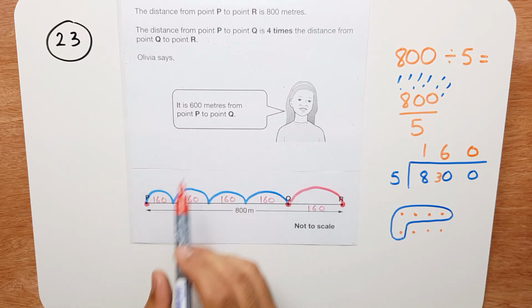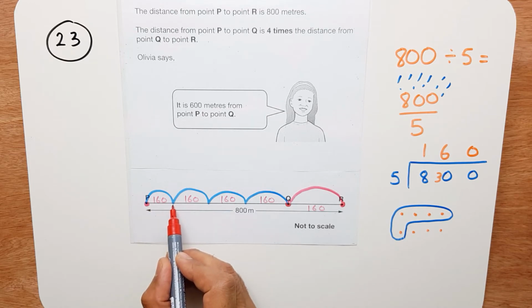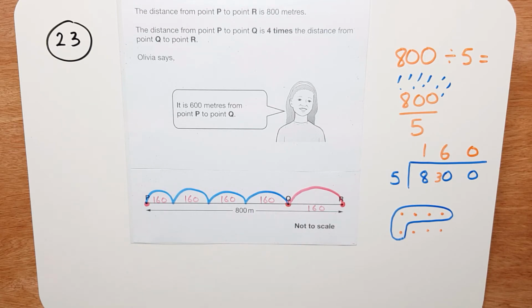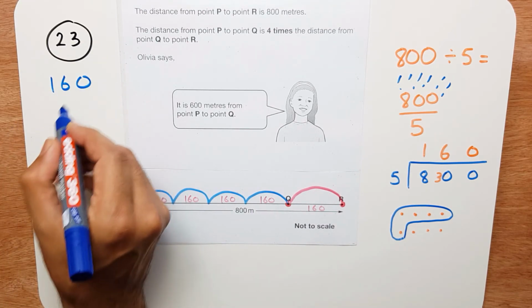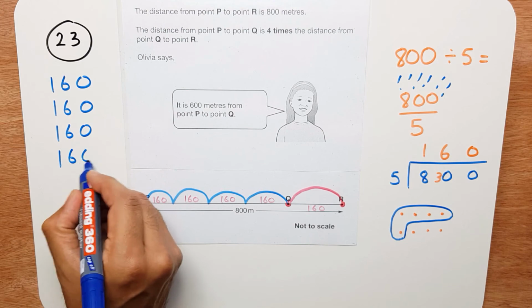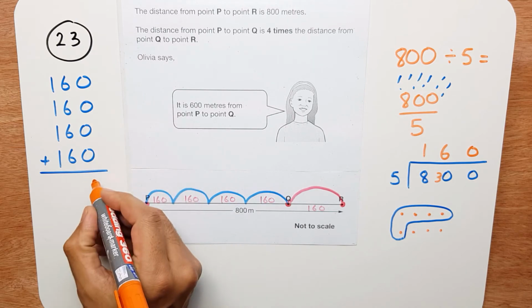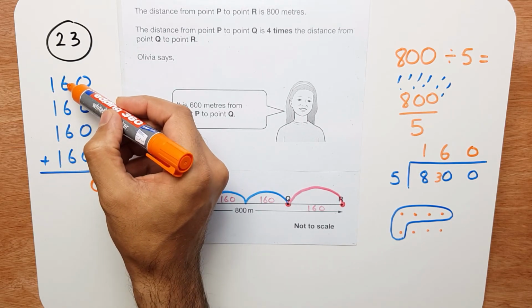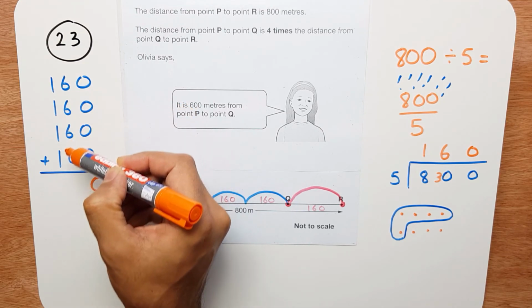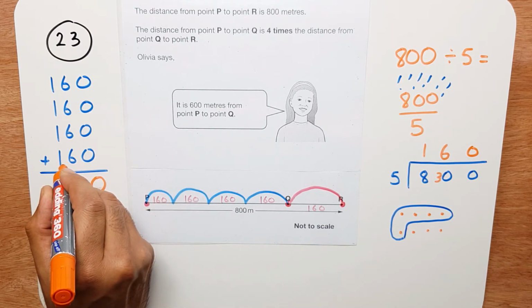Now Olivia says that the distance from P to Q is 600. So let's add 160, 160, 160, 160 to see what we get. So I'll do it as column addition. 160, 160, 160, 160. First column is 0. Now the second column, if you know your 6 times tables, this is easy. 6, 12, 18, 24. So I put the 4 down and I carry the 2 to the next column.